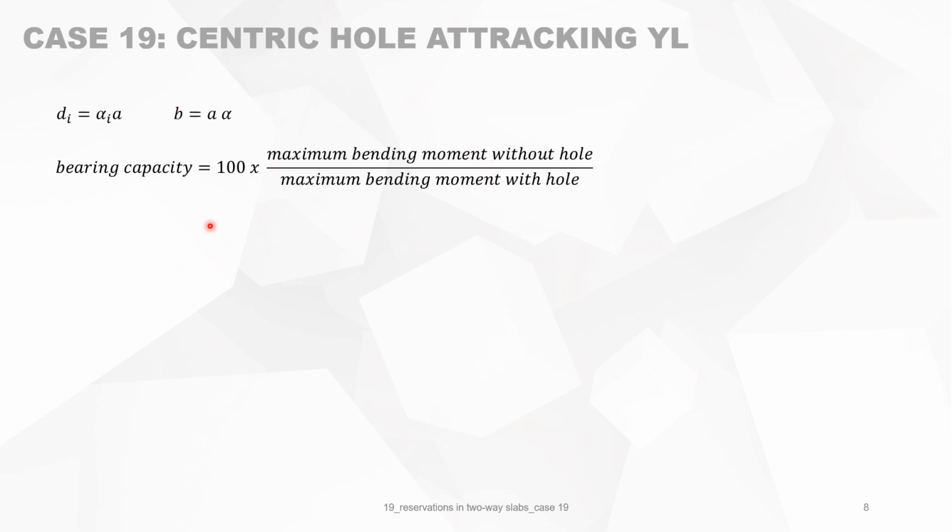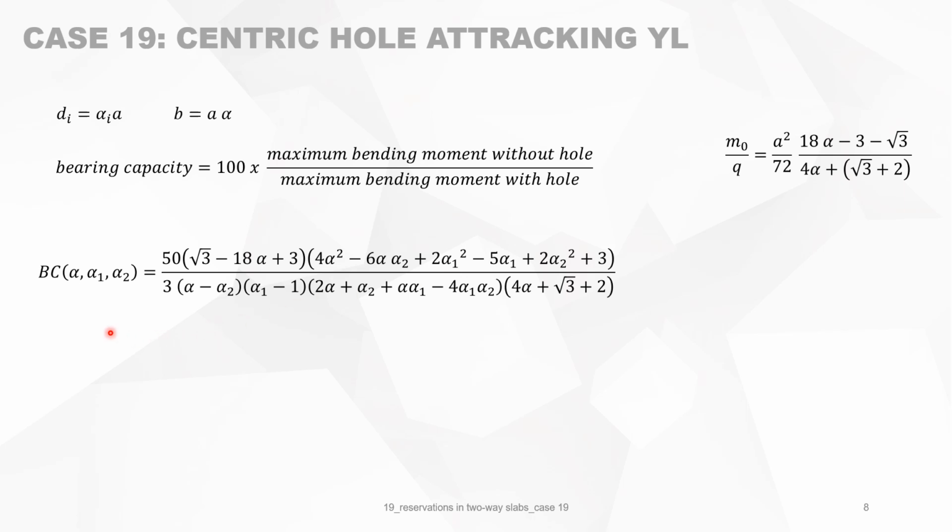The definition of the bearing capacity is 100 times the maximum bending moment without the hole divided by the maximum bending moment with the hole. The maximum bending moment without the hole, we've seen that in the previous videos. It's equal to this formula. And the bearing capacity can then be written as this, because it's just 100 times m0 divided by m.